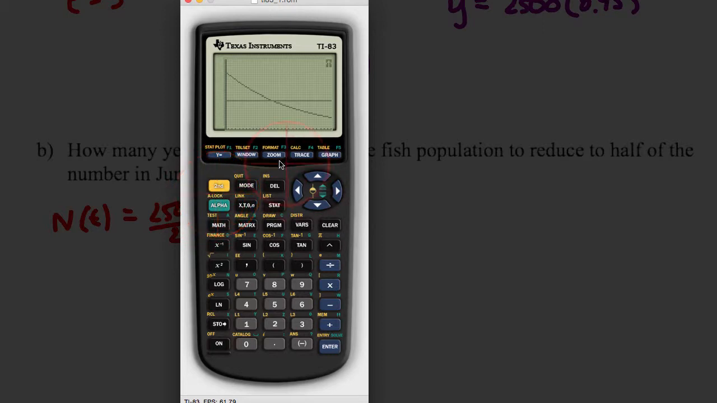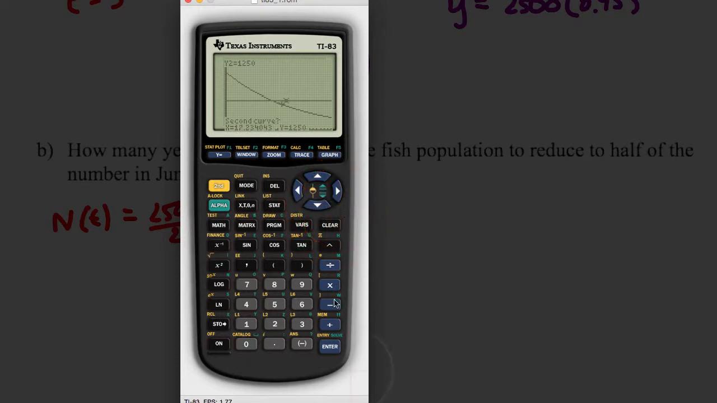So I'm going to do second, trace. I'm looking for an intersection, which is number 5. It says first curve, so I can't tell what curve it's on. I'll hit one of the arrows. Okay, good, it's on the actual curve. I'll hit enter. It should jump to the other one. Yep, it looks like it's on the line.